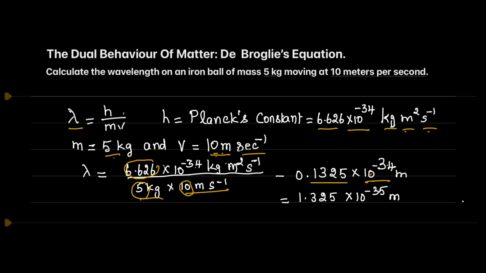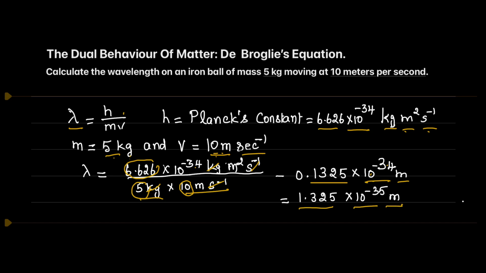Then what about units? We can cancel the common terms present at the top and the bottom. First one is kilograms. Next one is seconds to the power of minus 1. Then what is remaining is meter squared per meter. When we solve, meter will remain at the numerator. So the answer is either 0.1325 into 10 power minus 34 meter, which can also be written as 1.325 into 10 power minus 35 meter.